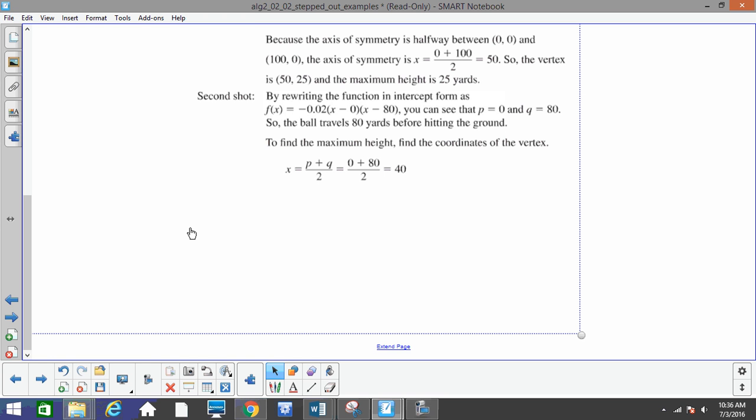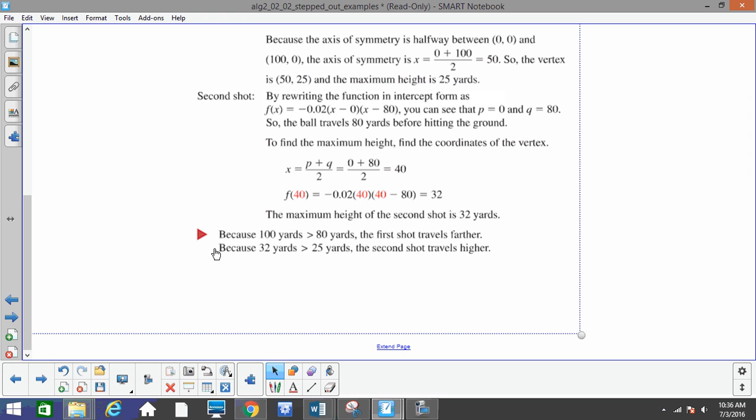You can go ahead and find that maximum, because your axis of symmetry is going to be between your two intercepts. So the height on the second one was 32 yards. The first shot traveled further, but the second shot looks like it might have been a little bit higher.